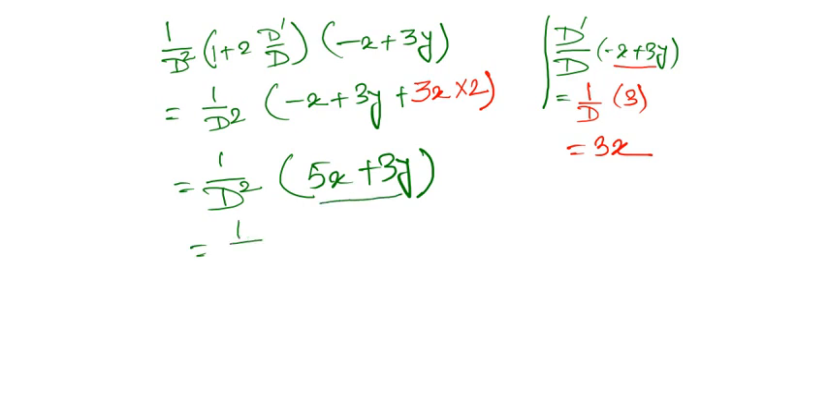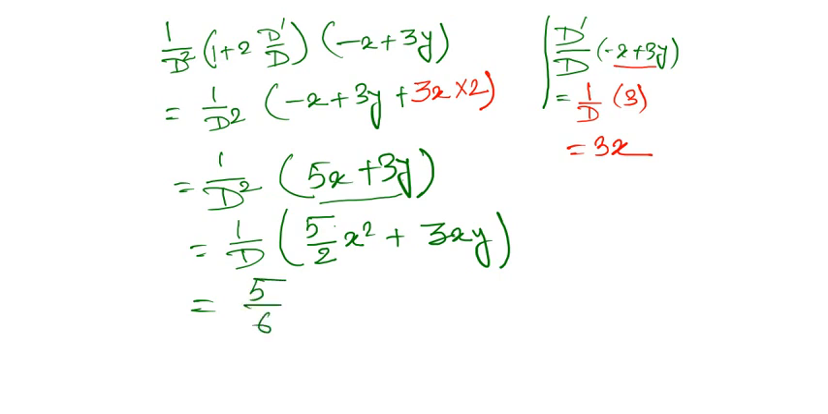So let me do one by one. Let's first integrate it once, so I will be left with 1 by D, and while I consider this integration, I will take y as a constant. So that will be, as you can see, 5 by 2 into x square plus 3xy. Then again you integrate it, that will be 5 by 6 into x cube plus integration with respect to x, y is constant, so that will be 3 by 2 x square into y.